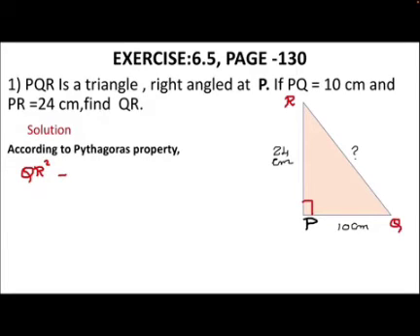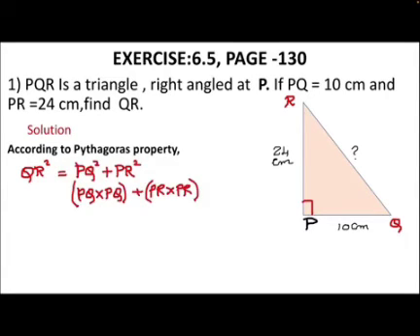QR squared. That is QR. So we have squared. You can imagine geometrically there is a square sitting on QR. Exponentially we have written QR squared. According to the Pythagoras property, QR squared equals PQ squared plus PR squared. I hope you understood.